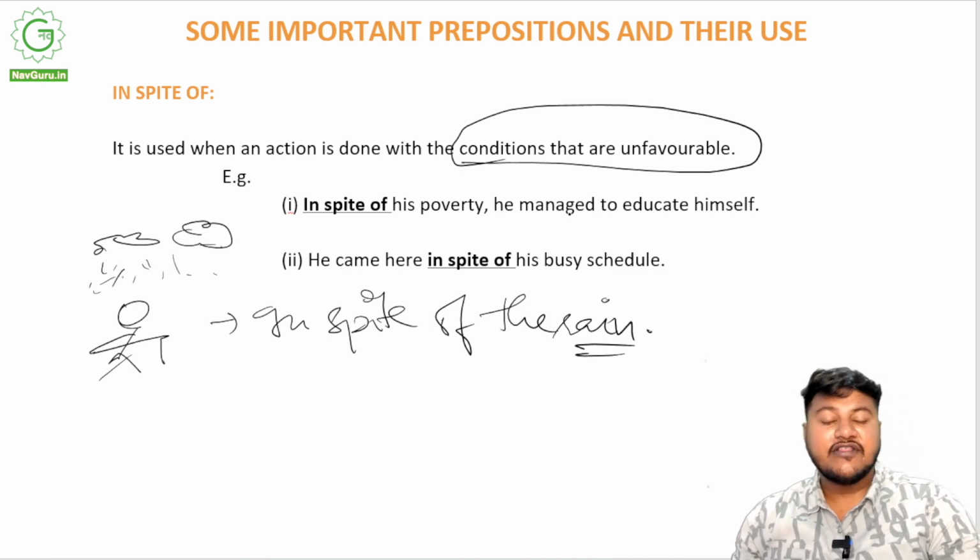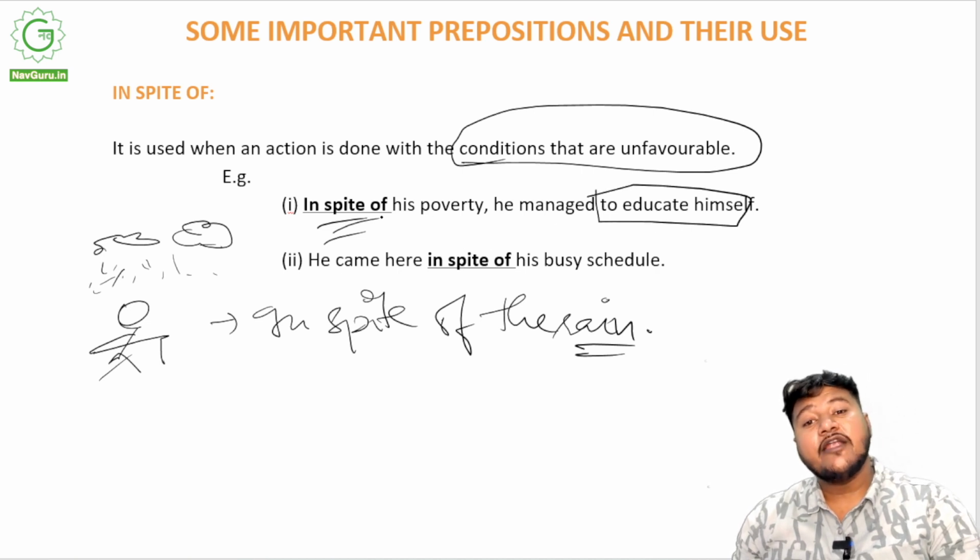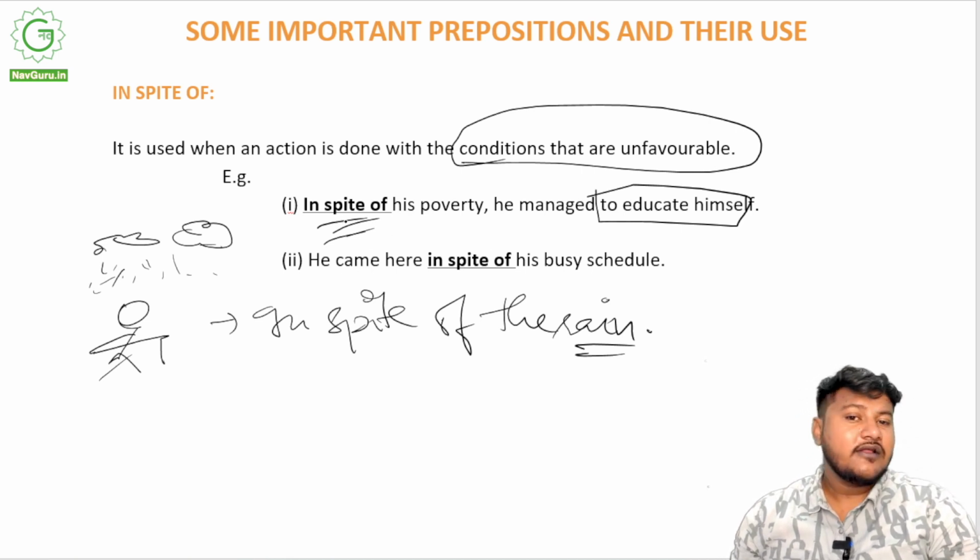When an action is done with unfavorable conditions, like in spite of his poverty, he managed to educate himself. So he did manage to educate himself. This is the work that is done. And this was done in spite of him being poor, right? So that is why, unfavorable conditions, but he still managed to do it. That's why we'll use in spite of.